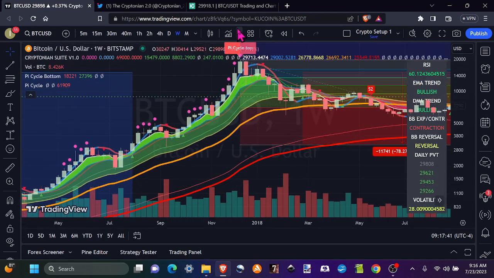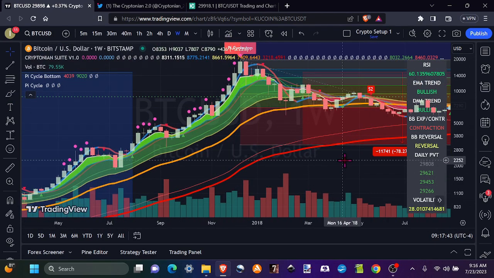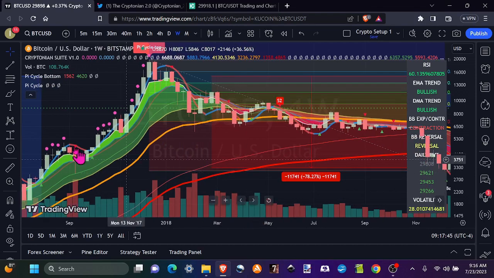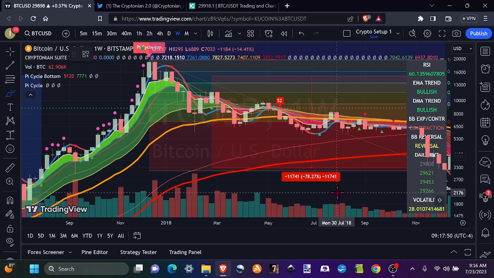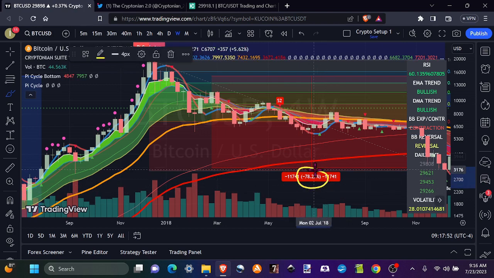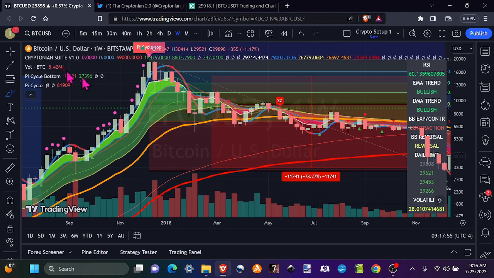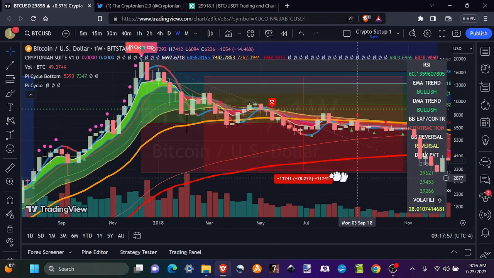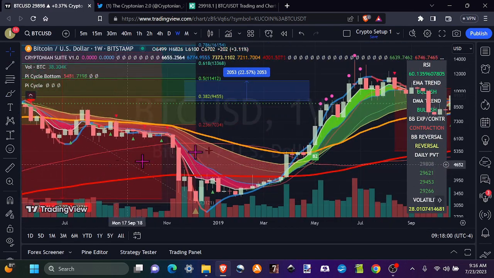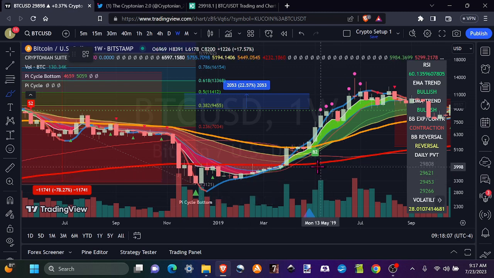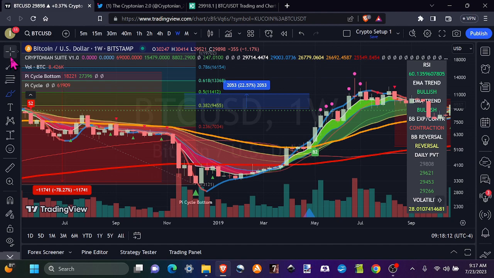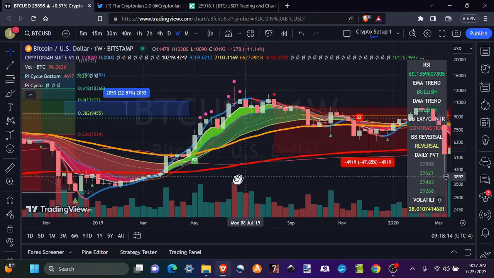Okay, then we had the pi cycle top up here, and then we came down and had a dip of 78%. Not really a dip, we had a bear market, 78%, and then we hit the pi cycle bottom again, right? Right here, pi cycle bottom, and then here's our B2 signal, right? And then that starts the trend again.